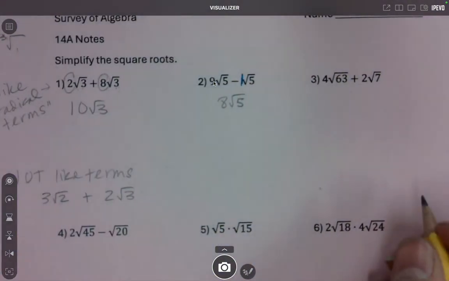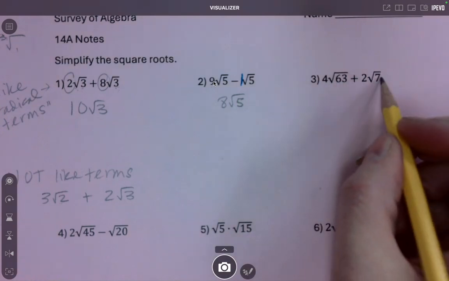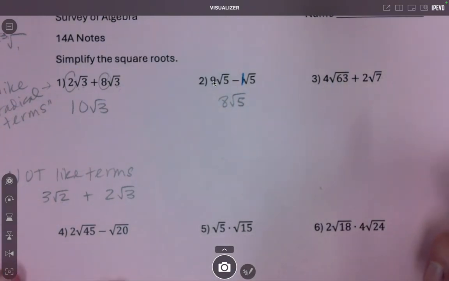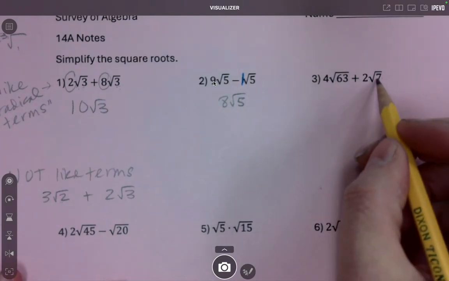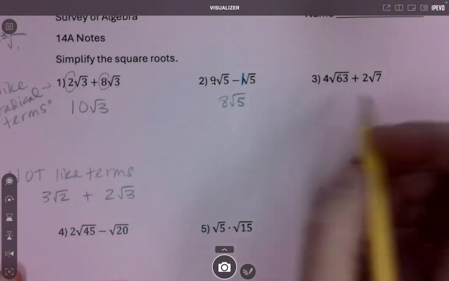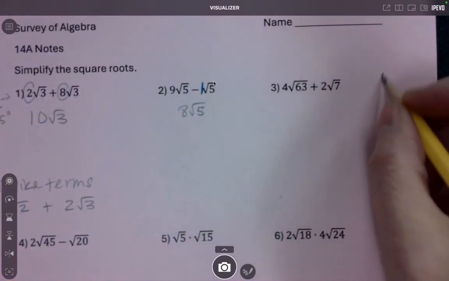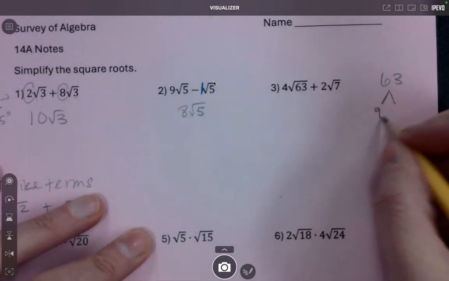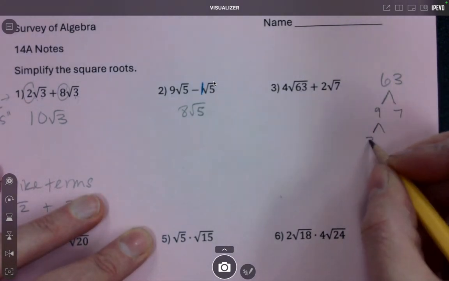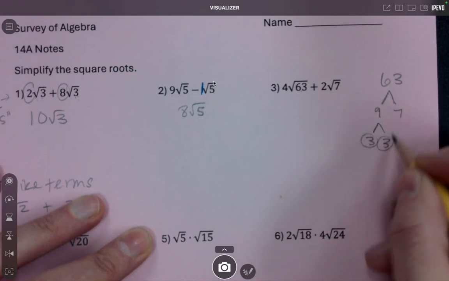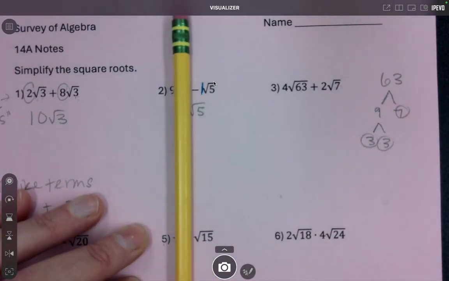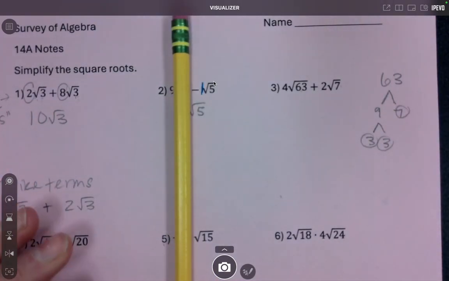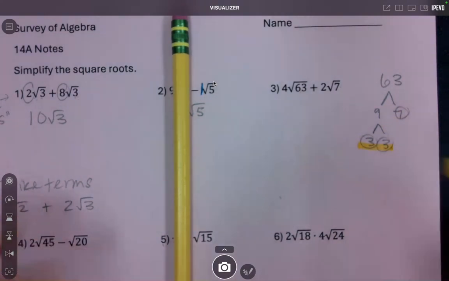So looking at the next one, I don't have like radical terms, but they're also not simplified. 7 might be simplified. 7 could only be 7 times 1, but 63 is not simplified. So let's take care of that first. So 63, we could use 9 times 7. 9 is 3 times 3. So remember, we're looking at all those things that multiply to make 63, and then we're looking for pairs.